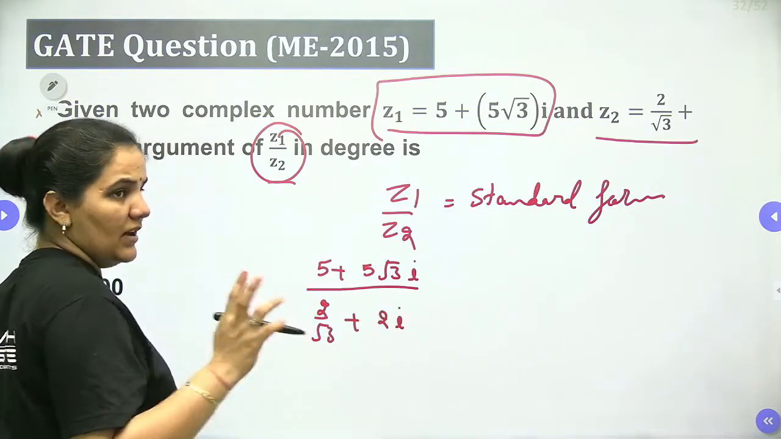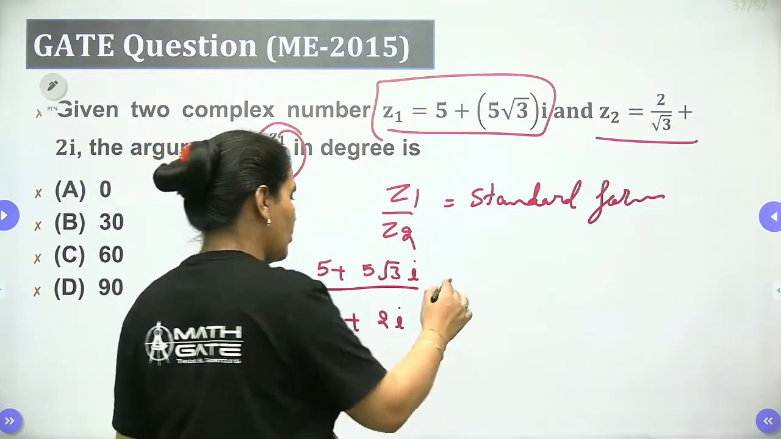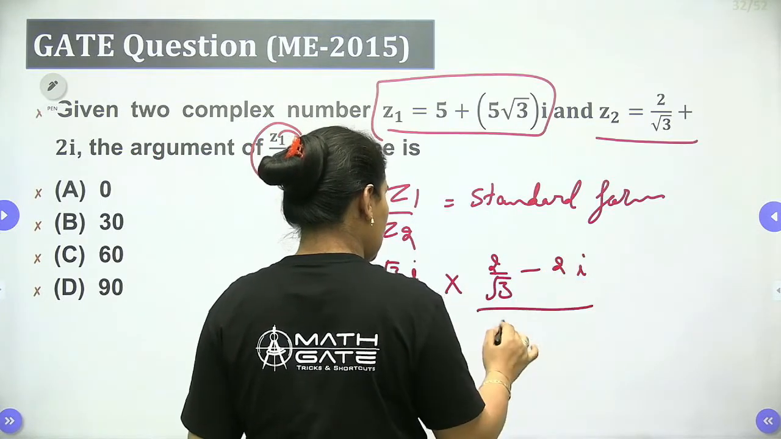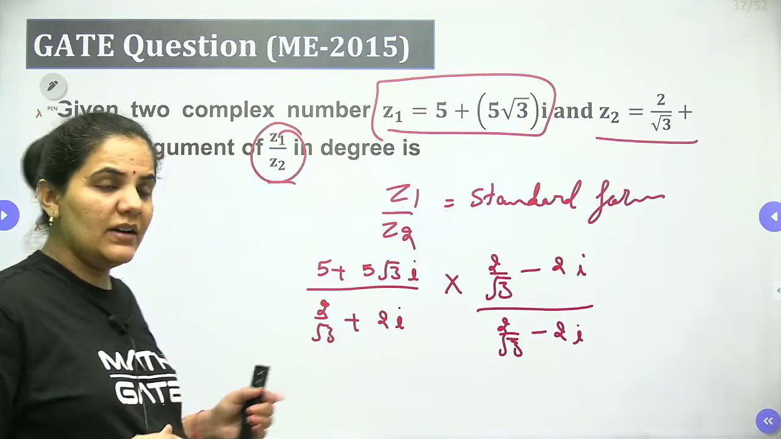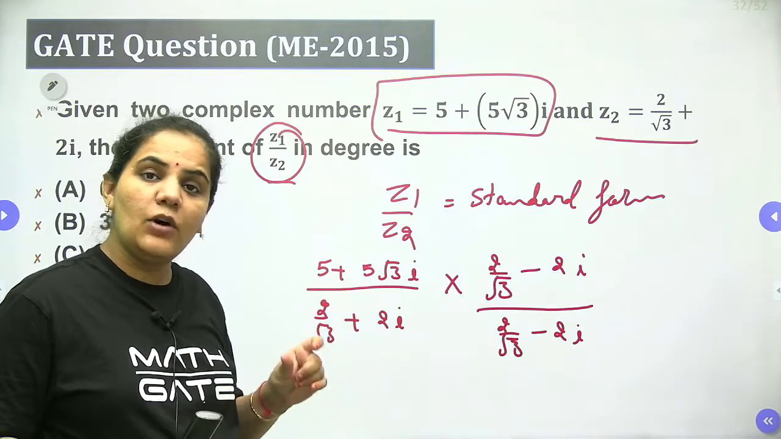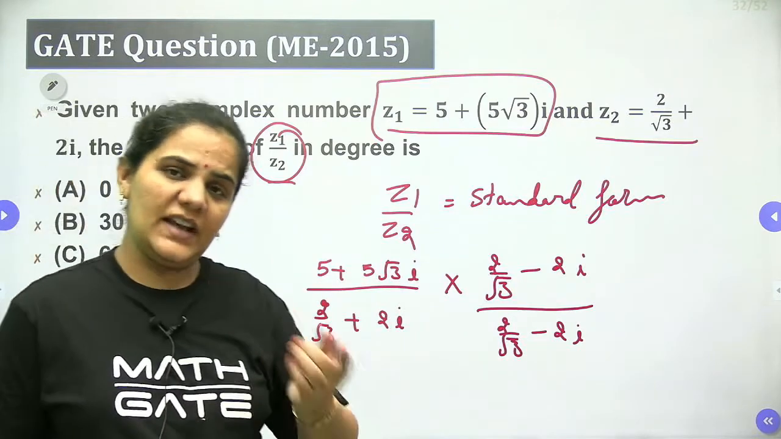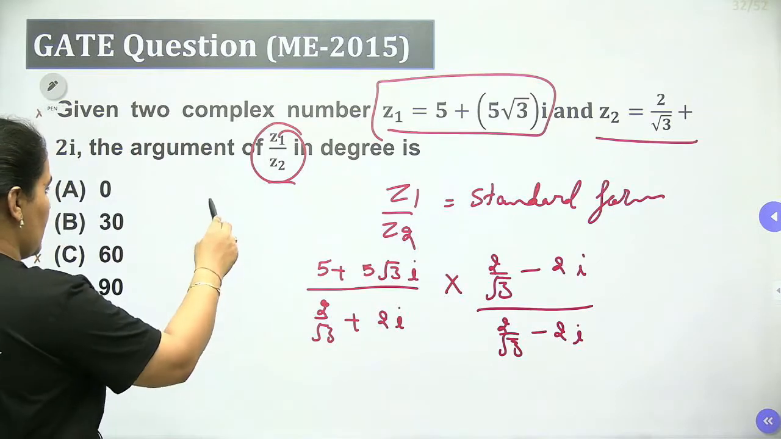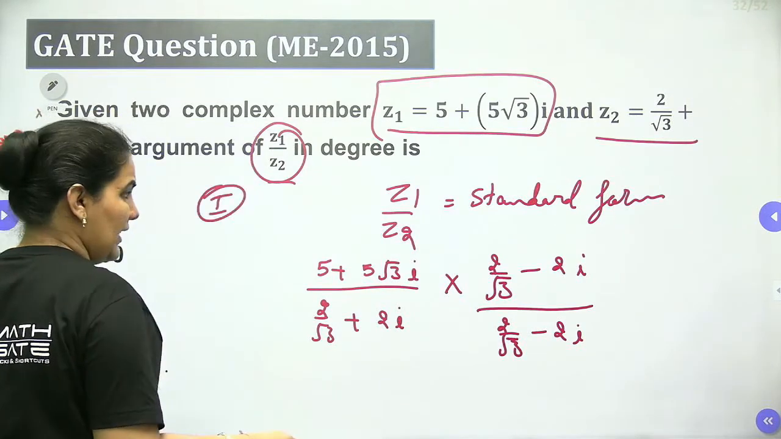So from here you have two options. If you want to go with this one, then you have to rationalize, means multiply by 2 by root 3 minus 2 iota divided by 2 by root 3 minus 2 iota. After solving this, you will get a standard form, that is x plus iota y. Then you can find the argument. Argument is the angle only, tan inverse y by x. If you don't want to go with this process, because definitely it will take time, it will be a calculative method. Yeah, definitely.